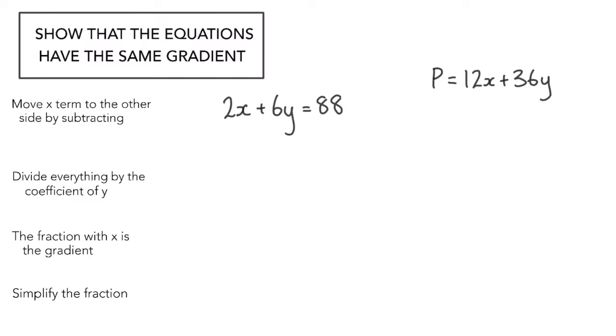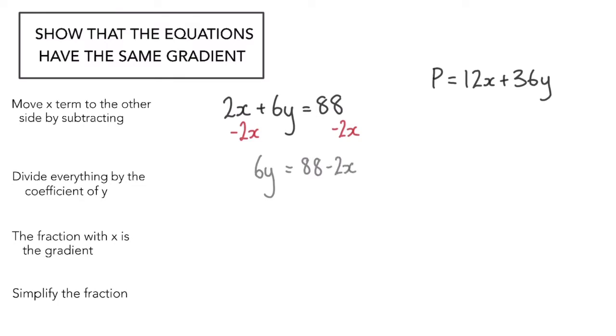So for this first step, I'm going to move the x term to the other side by subtracting. So I want to get rid of this 2x at the front. I'm going to subtract 2x on both sides of my equation. So that's going to leave me on my left hand side with 6y. I've got my equal sign, then I've got 88 minus 2x.